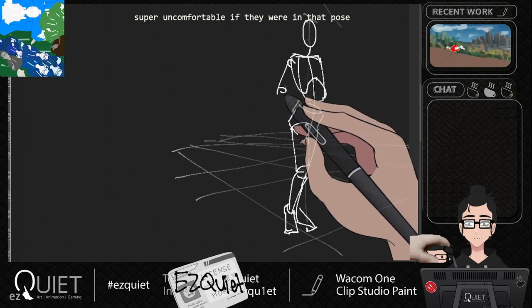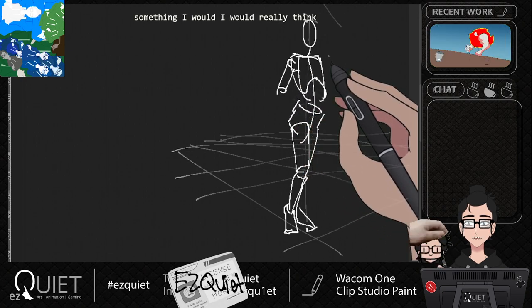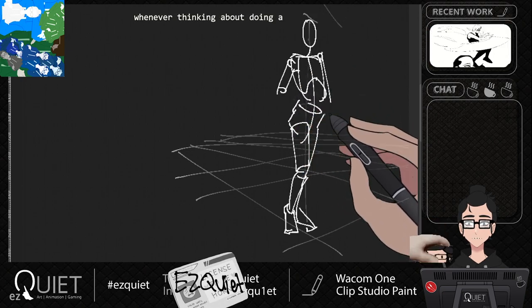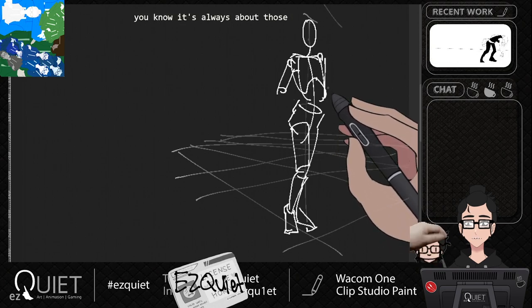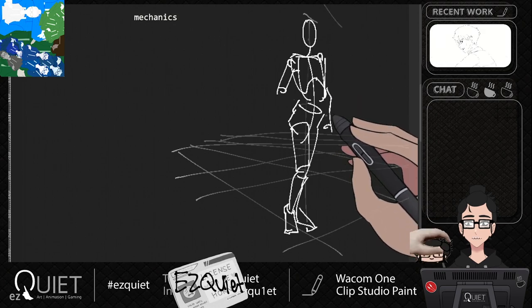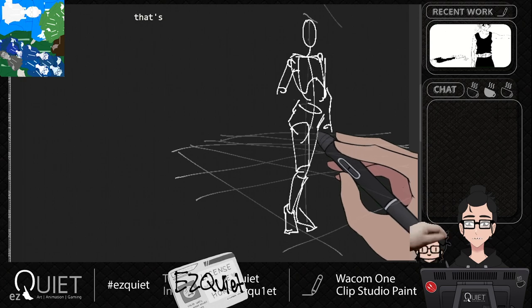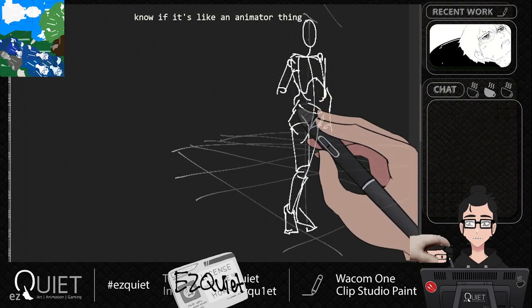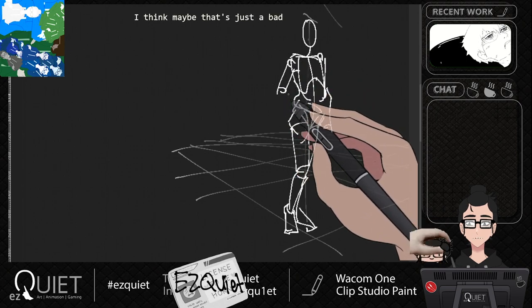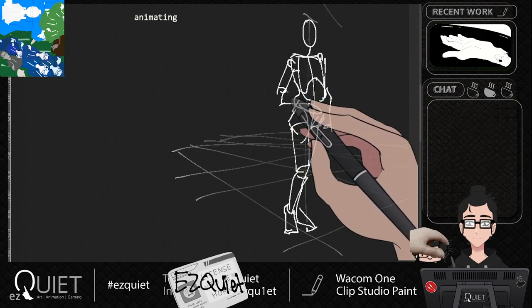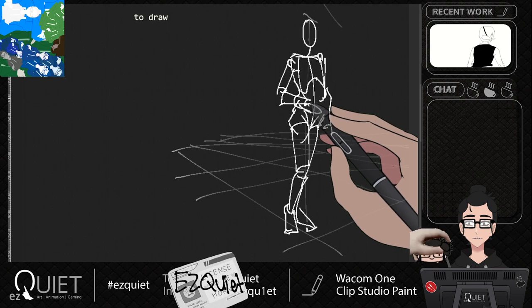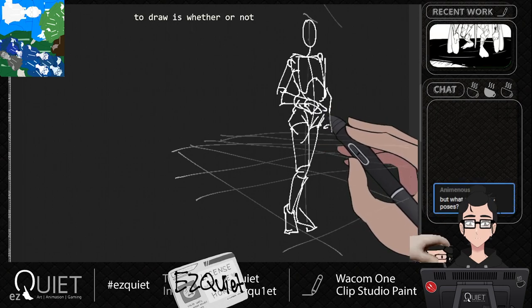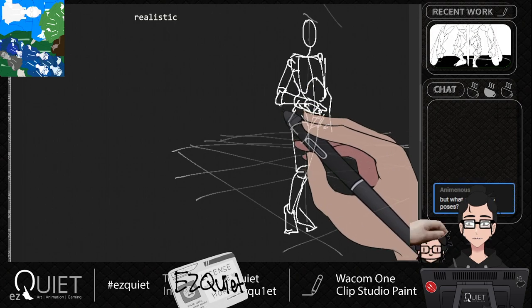And that was just not something I would really think about whenever thinking about doing a dynamic pose. You know, it's always about those backbreaking mechanics. And I think maybe that's just an animator thing, right? I don't know if it's an animator thing or not. But I think maybe that's just a bad habit I learned because I started animating before I started learning how to draw, where whether or not the pose is actually realistic doesn't really matter.